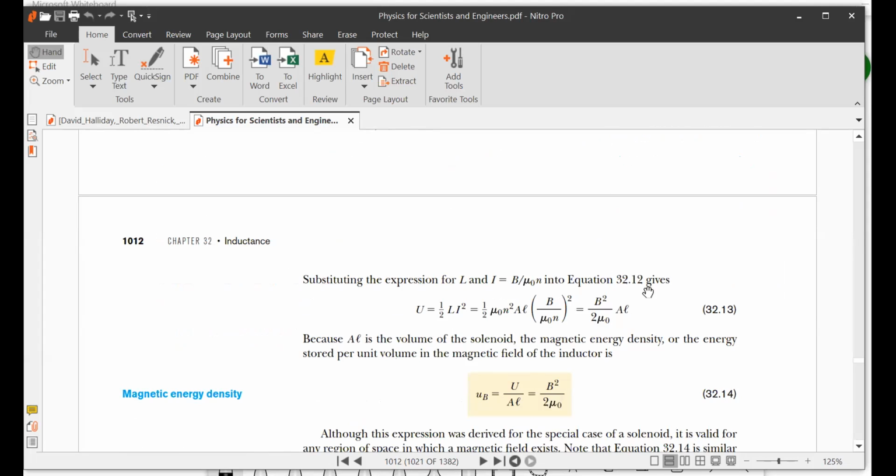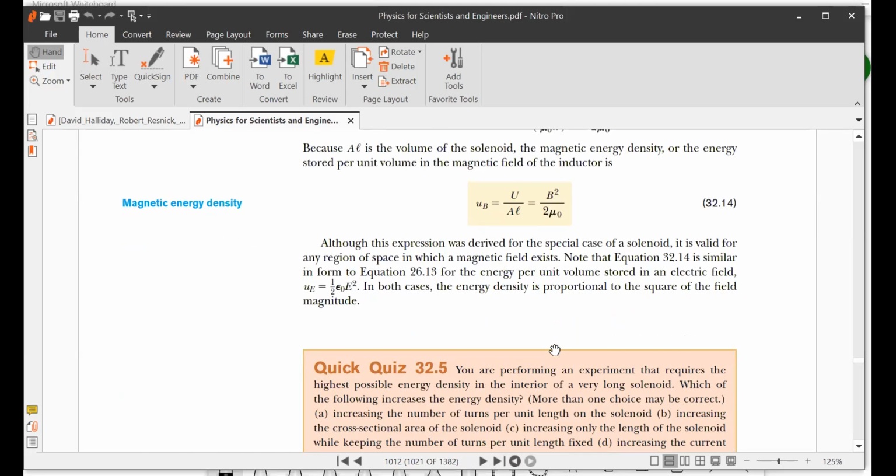AL itu di sini kita tahu adalah volume dari solenoid. Jadi kalau saya bagi dengan volumenya kali AL, itu akan saya dapatkan U kecil B, itu adalah rapat energi per volume, rapat medan magnetik per volume yang disimpan dalam induktor itu adalah UB sama dengan B kuadrat dibagi 2 mu 0. Walaupun saya turunkan ini dengan solenoid ideal, tapi secara umum rumus ini berlaku ya. Sama halnya juga dengan kalau yang listrik tinggal diganti E kuadrat aja, setengah epsilon 0 E kuadrat. Yang apa? Rapat energi listrik ya per volume.